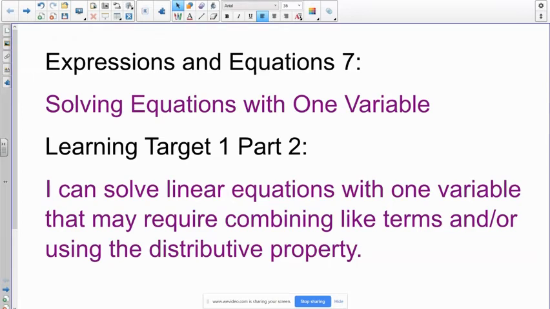Expressions and equations, number 7. We're going to still continue to solve equations with one variable. Learning target 1, part 2. The learning target doesn't actually change. We're still going to solve linear equations with one variable that may require, and we're going to spend more time with, combining like terms, and more time with the distributive property, or doing both. So I have 4 examples today.